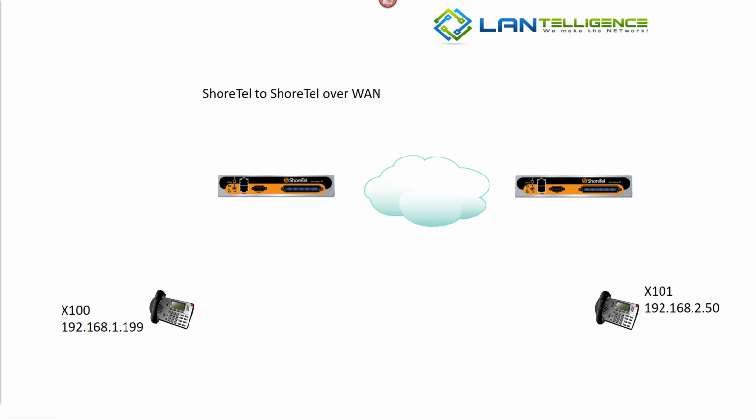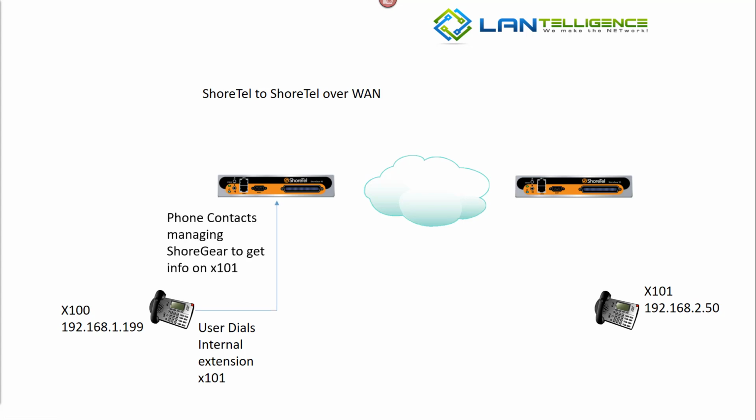Now, how does it work over the wide area network? It works similar to the way it works on the LAN, except it's going to default to your network and your network routes. So for instance, 1.99 wants to reach 2.50, a different subnet. All that happens here is it sends that extension to the managing switch, says okay, get this information on 101, and it basically says, hey, here it is on a different subnet.